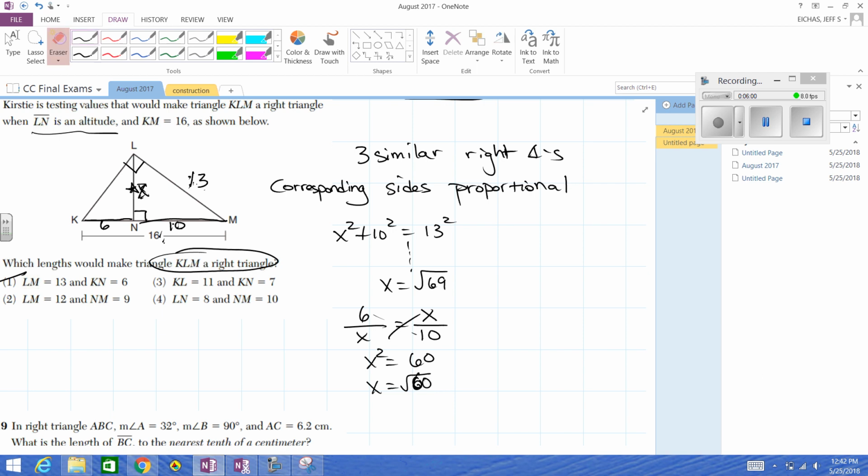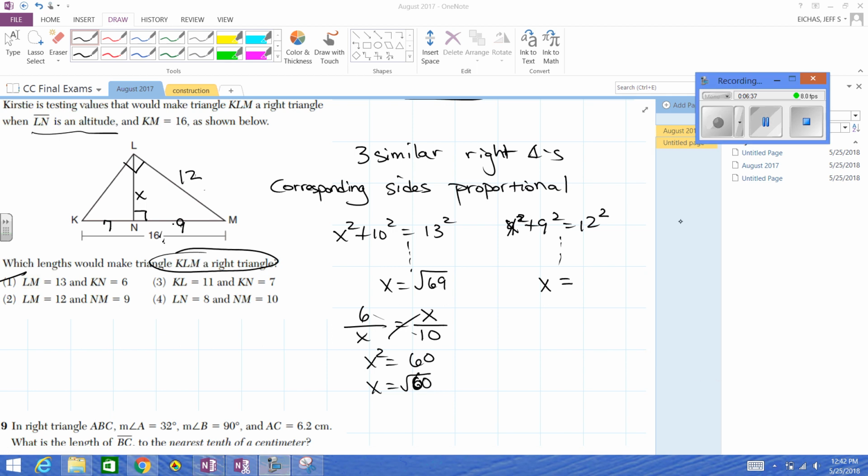Okay, so we tested out one, it didn't work. Now what if we test out LM? It's 12. NM is 9. We don't need that, but that leaves this as 7. Okay, let's test this out. Same process. Let's call it x. x squared plus 9 squared equals 12 squared. Do some work here. We get x equals square root of 63.